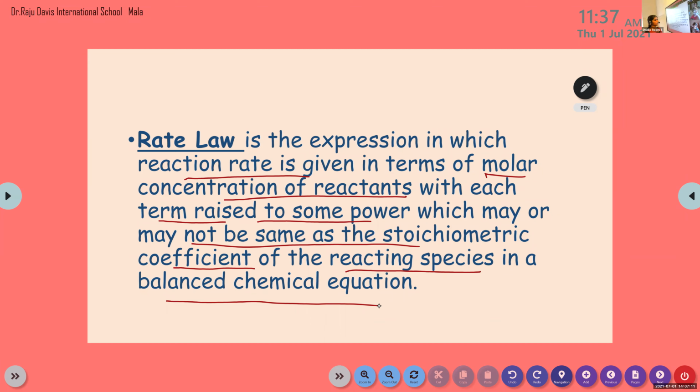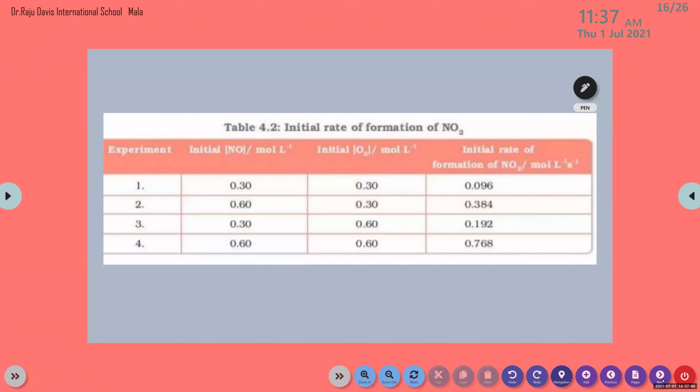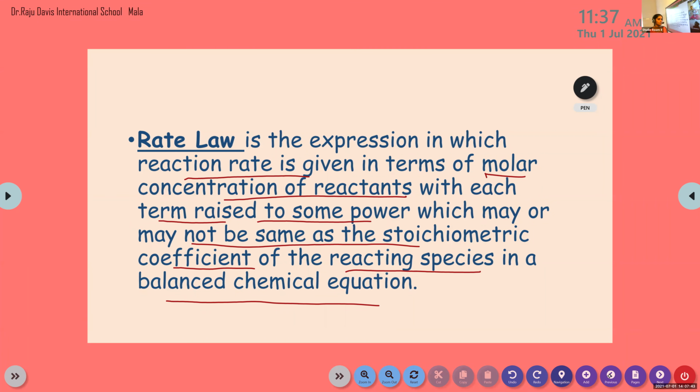Sharon, can you read it once again? Rate law is the expression in which reaction rate is given in terms of molar concentration of reactants with each term raised to some power which may or may not be same as the stoichiometric coefficient of the reacting species in a balanced chemical equation. Okay, then I told you that each concentration term is raised to its power, which may or may not be equal to the stoichiometric coefficients, right?